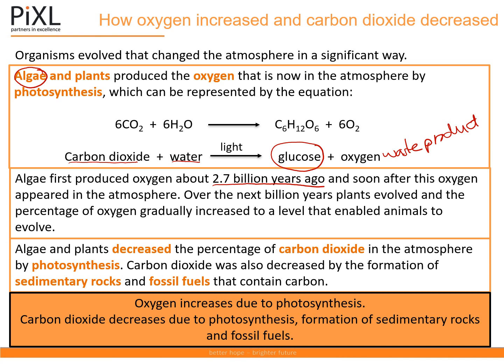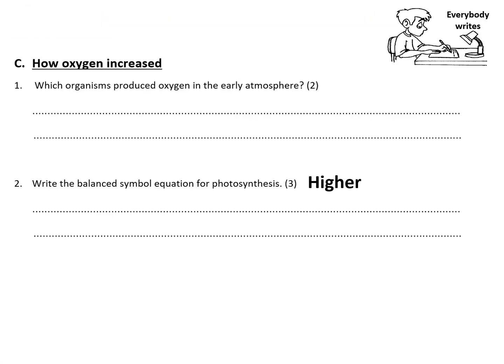Now, as a higher student, you must know the word equation and the symbol equation. So we've got the symbol equation here, and remember it's evil because it's 6, 6, 6. Okay, give yourself a couple of minutes to answer these questions, and again, do it without looking back. Okay then, time to green pen.